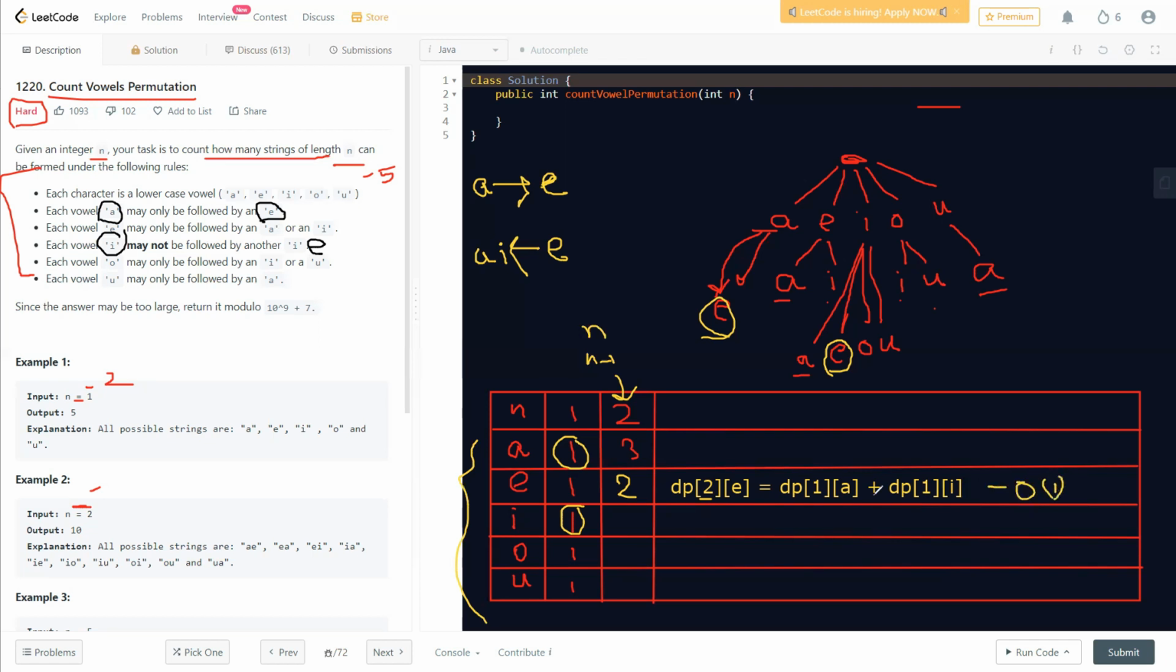Fine. What we are doing, we're just adding something. Order of 1. Now this order of 1 is repeated 5 times, right? For these 5 alphabets, 5 vowels we have, so that is order of 5. But this order of 5 is repeated how many times? This order of 5 is basically a constant time, but this is repeated how many times?